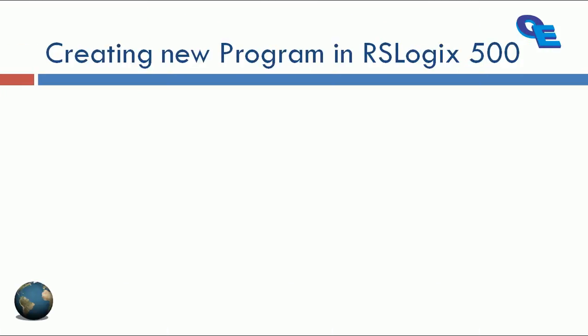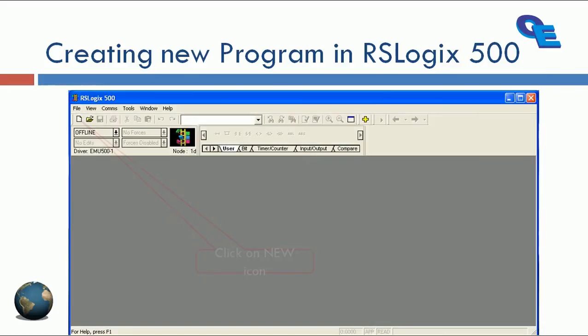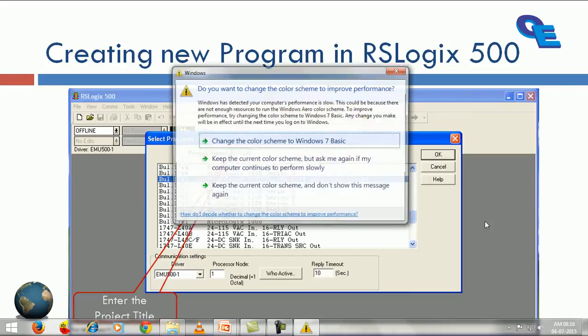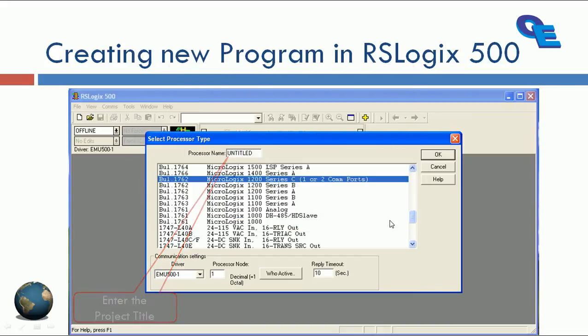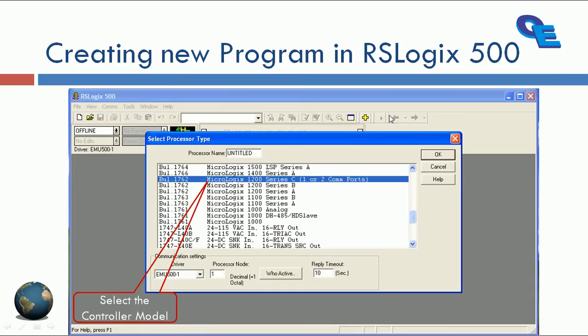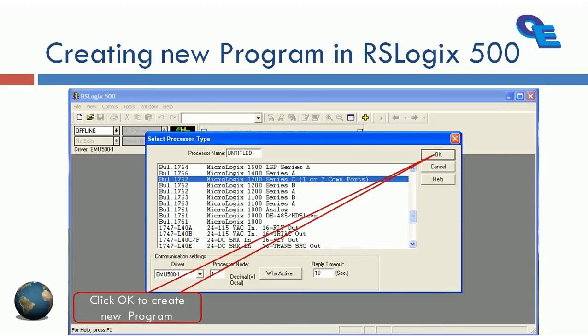Now, how to create a new program in RS Logix 500. Opening the RS Logix 500 software, you'll get a window like this. In this window, you have to click on the New button. When you click on the New button, a dialog will appear. In that you have to specify a processor name, select a controller model, and finally select the driver and click on the OK button.